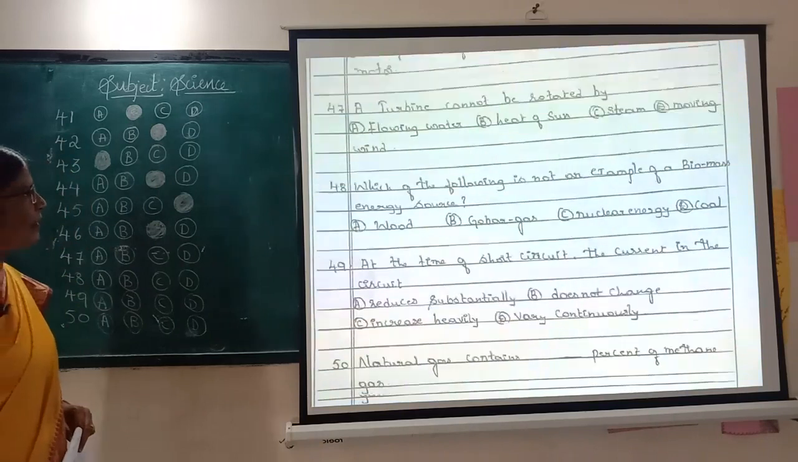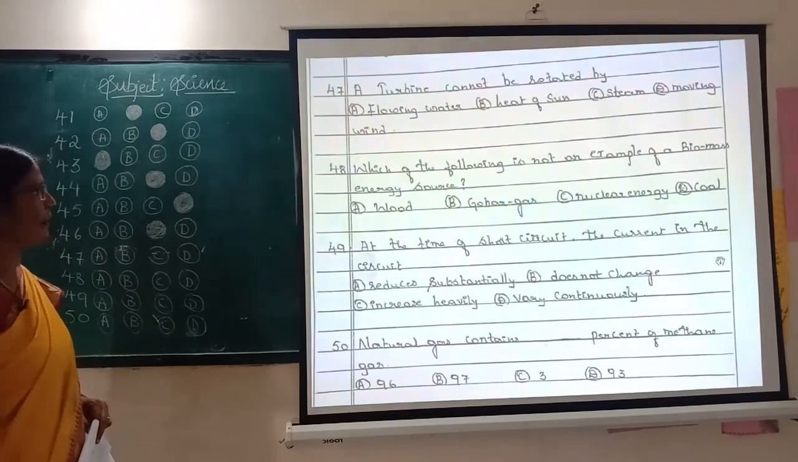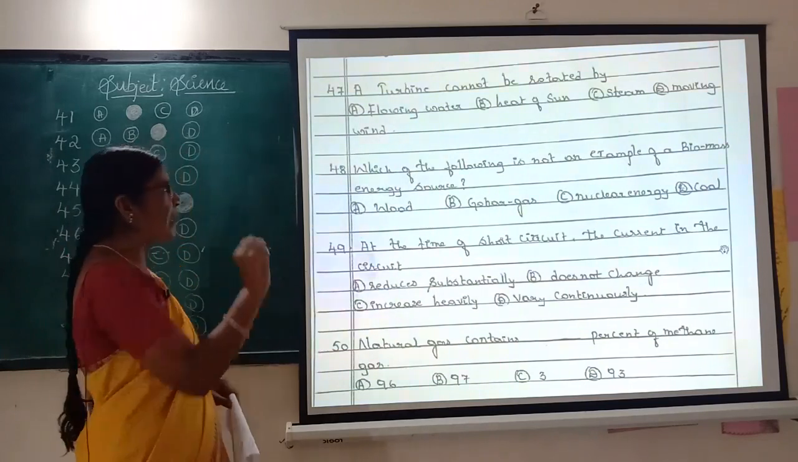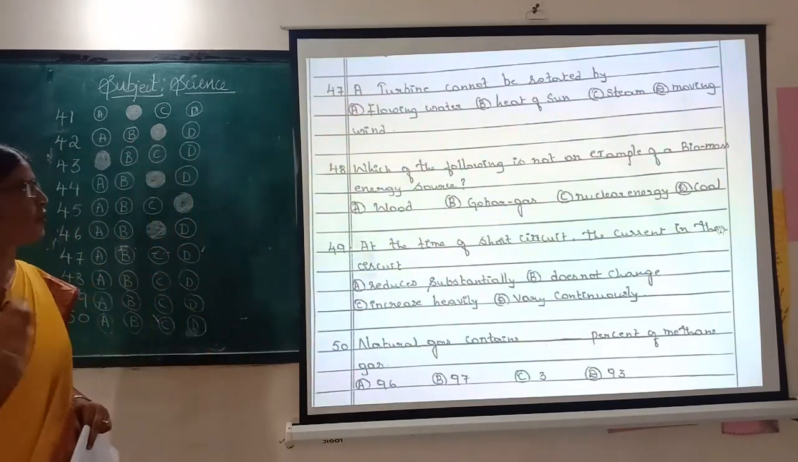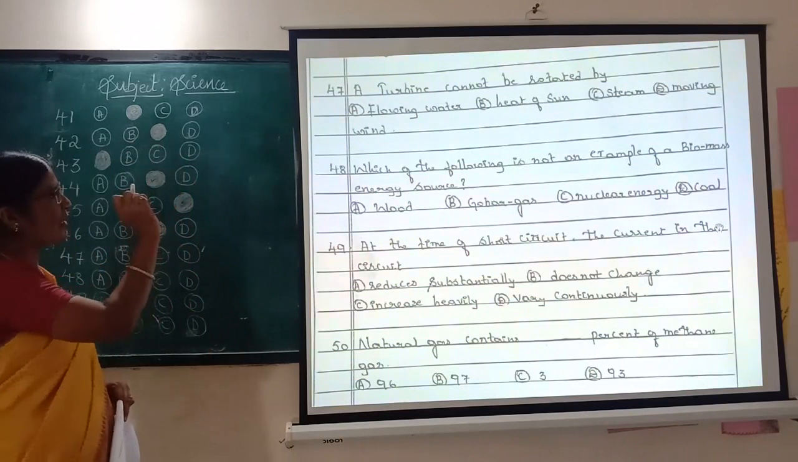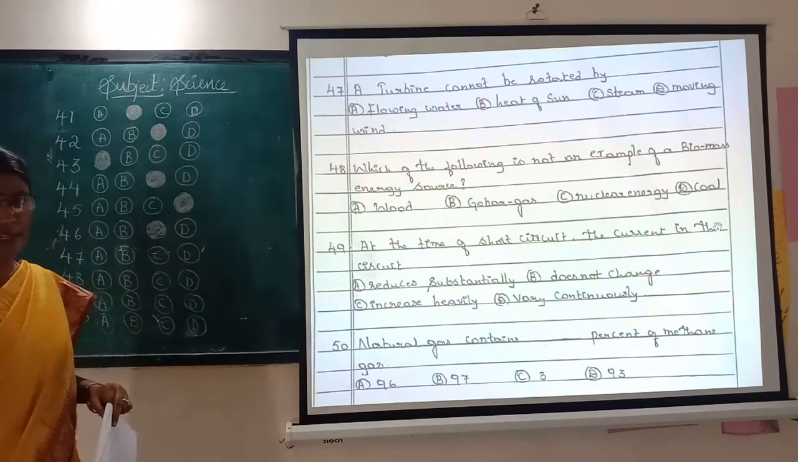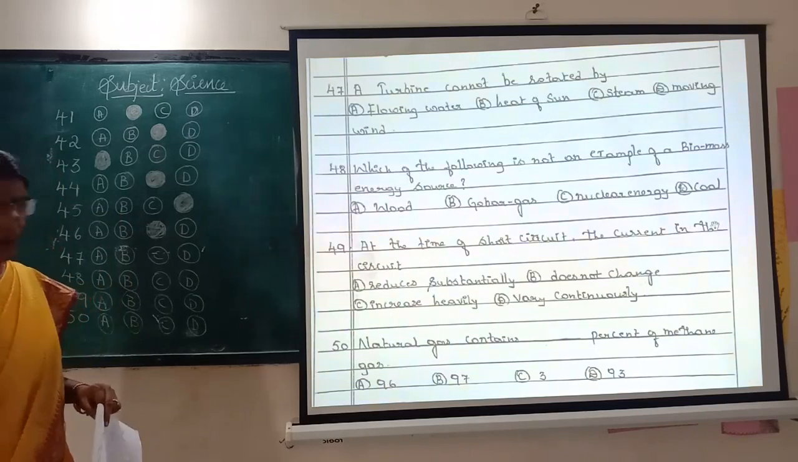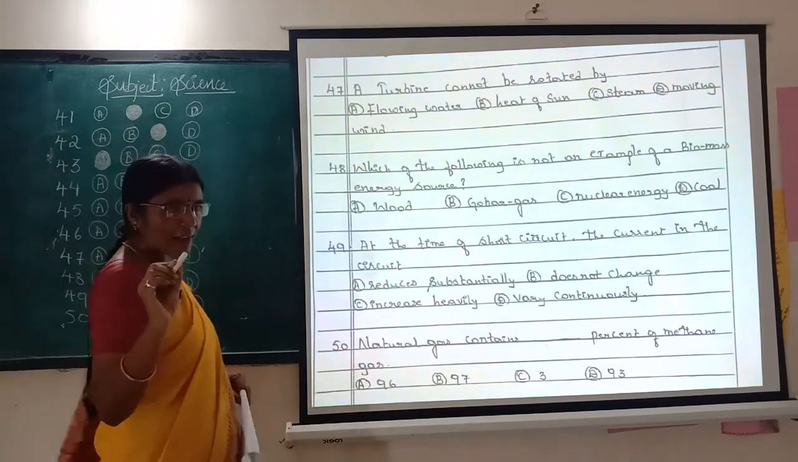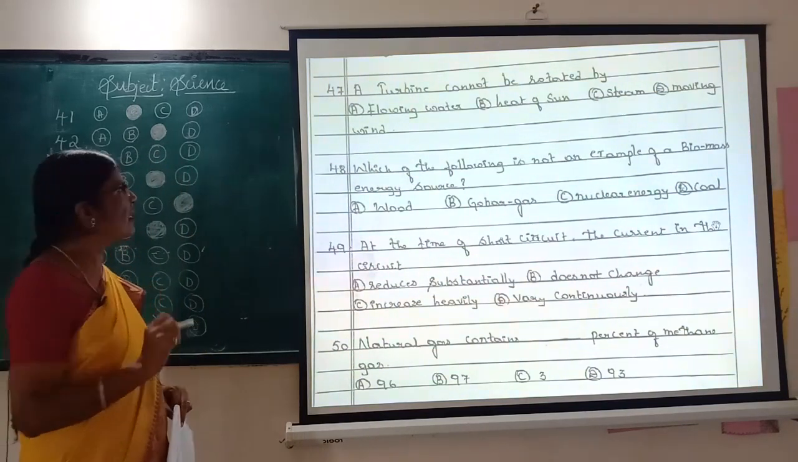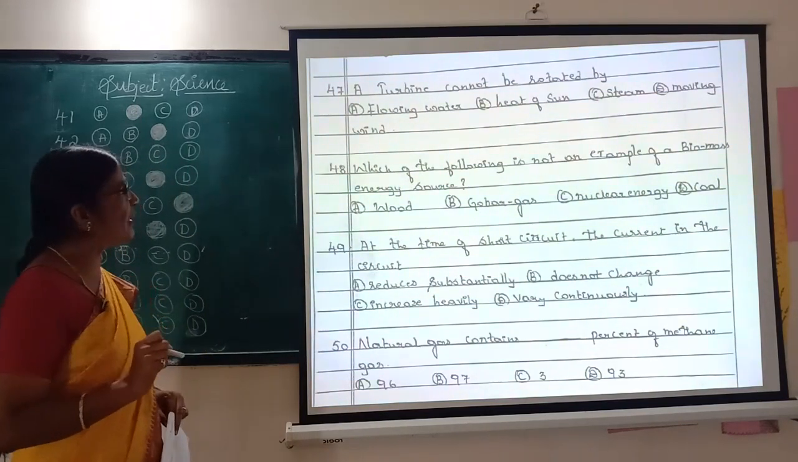A turbine cannot be rotated by. See, children, while you are reading the question you should be very careful. Here they did not ask you how a turbine can be rotated, but what cannot rotate it. In a hurry you will be reading wrongly. So please, not one time, read the questions twice or thrice. Got it, children? A turbine cannot be rotated by.